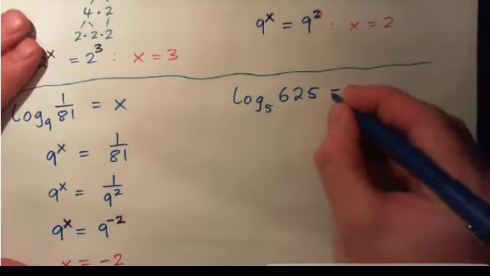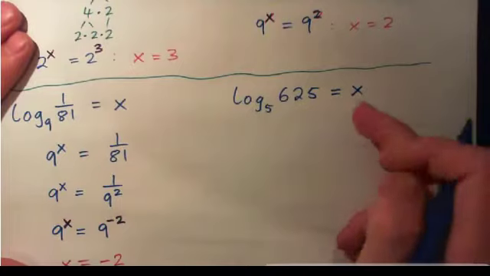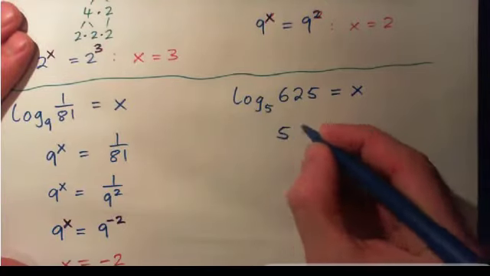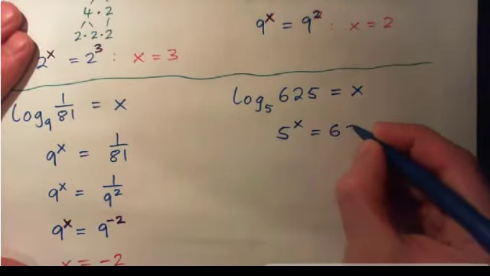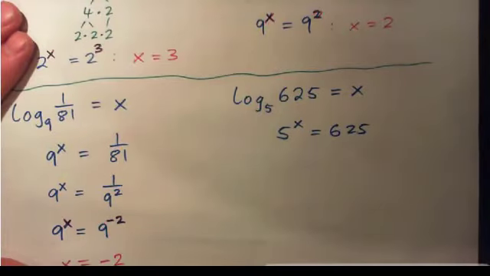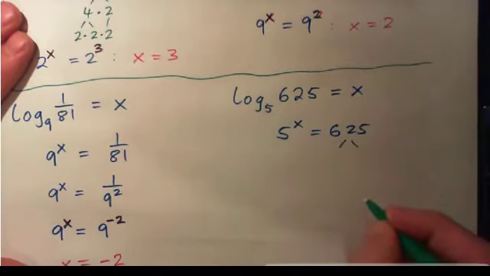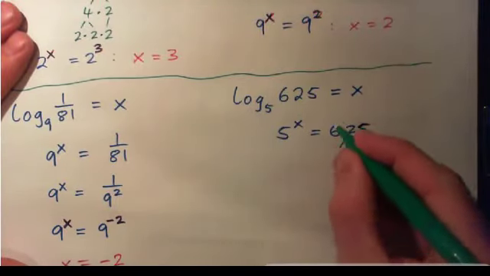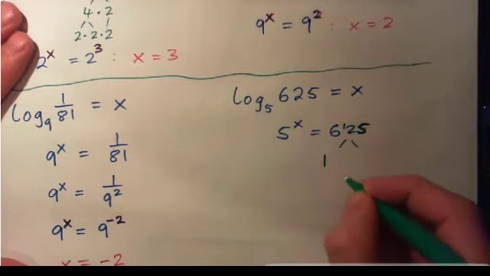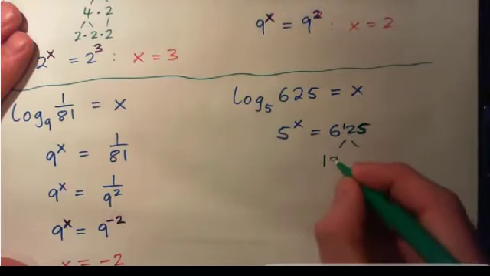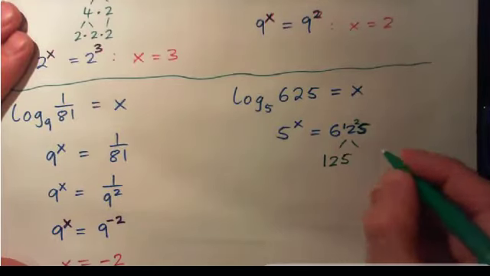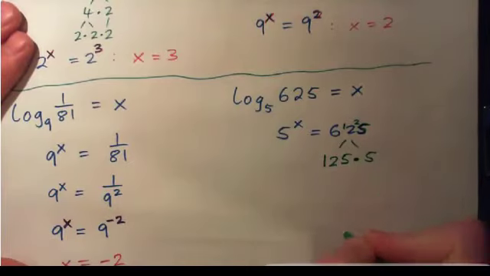How about this one? Set that equal to x and press pause and do this by yourself if you haven't tried it yet. Okay, I'm going to do it now. 5 to the power of x equals 625. Okay, now let's factor this guy down. We know 5 must go in there because it ends in a 5. 5 into 6 goes 1 time, remainder 1. 5 into 12 goes 2 times, remainder 2. 5 into 25 goes 5 times. So it's 125 times 5.